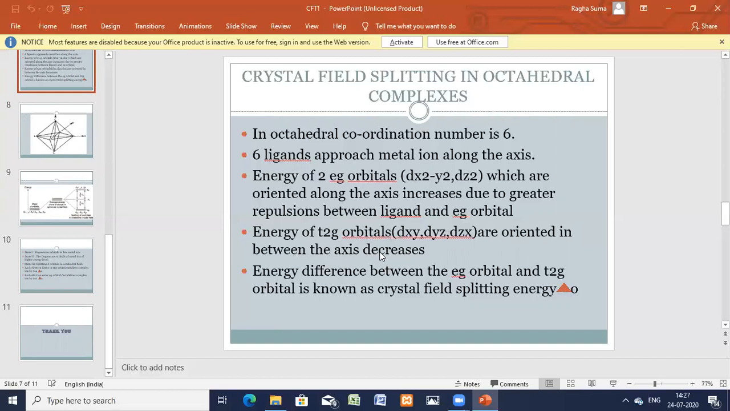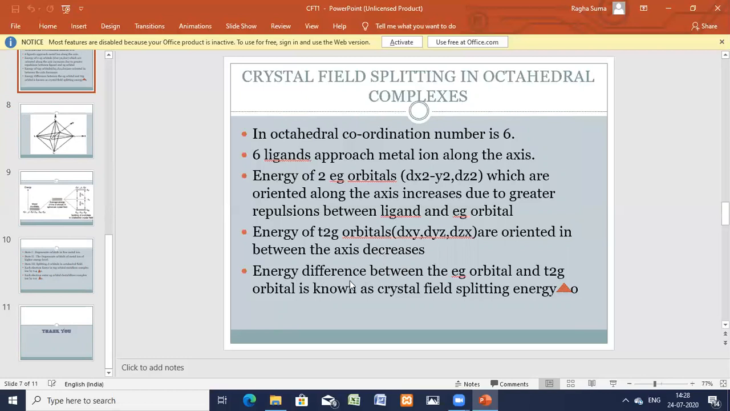Energy will decrease. Okay, so metal ion, ligands approaching along the axis. So of the 5 orbitals, the 2 eg will experience more repulsion as they are along the axis, and the 3 orbitals which are between the axis experience less repulsion. Therefore, energy of more repulsed orbitals will increase, and energy of the less repulsed will decrease. Okay. So now next, what will happen?